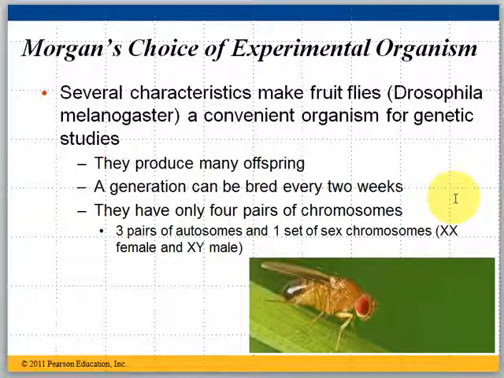And the last thing that makes fruit flies really good for this type of experiment is they have very few chromosomes. They only have 4 pairs of chromosomes, which is great because that limits what you're having to look at and sort out. So they have 3 pairs of autosomes and 1 set of sex chromosomes. And they work in the XX/XY way that humans do as well. So that makes it a little bit more applicable to us. So, very few chromosomes: only 4 pairs, 3 autosomes, and 1 set of sex chromosomes.